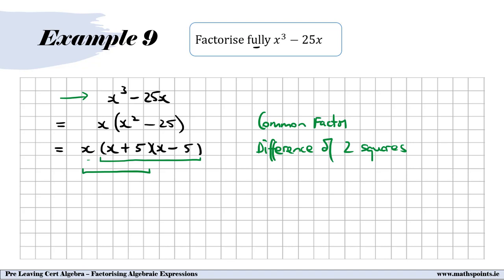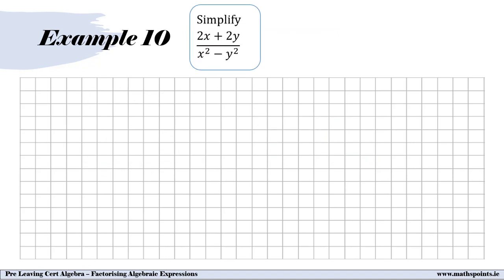If you wanted to practice your multiplication, it would be a good exercise to multiply this back out and see do you indeed get to the x cubed minus 25x. So example 10 asks us to simplify 2x plus 2y over x squared minus y squared. So this is one of the beauties of factorization that can allow us to simplify a fraction like this, which without factorization we'd have no way of dividing the x squared minus y squared into the 2x plus 2y to make this any simpler than it is at the minute.